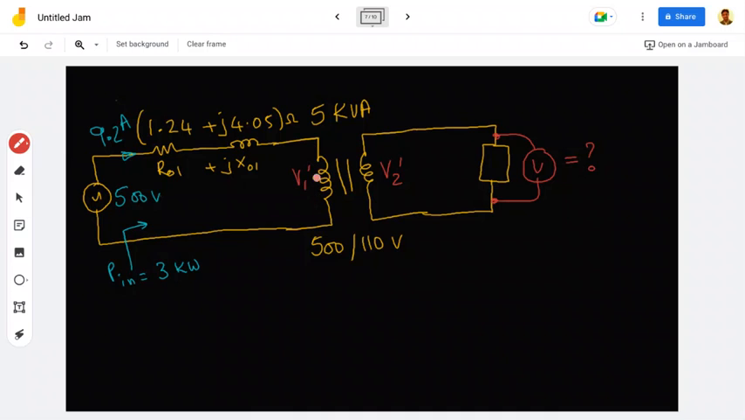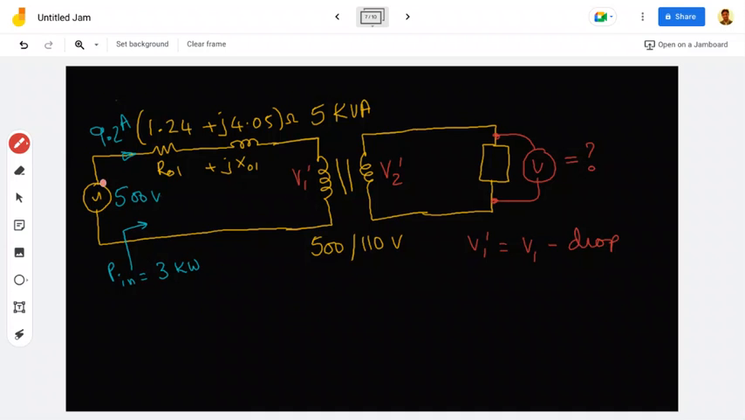But how do you get V1 dash? That is nothing but V minus drop. Okay, so V1 dash is nothing but V1 or V input minus the voltage drop. Okay, so here you can do two ways. You can do exact calculation using complex notation, or you can do approximate calculation using the vector diagram. Okay, so let me explain what I mean.